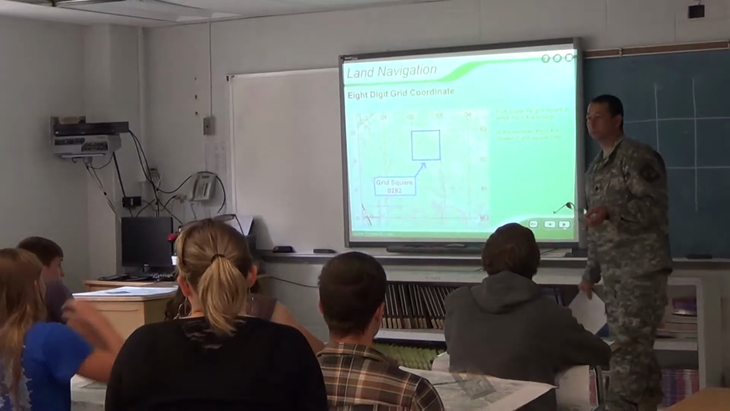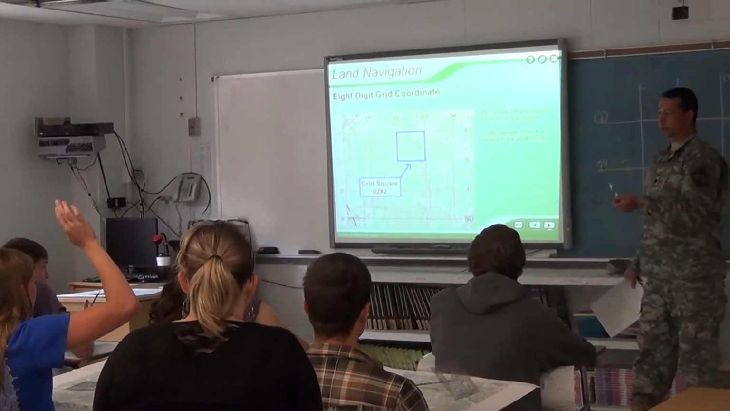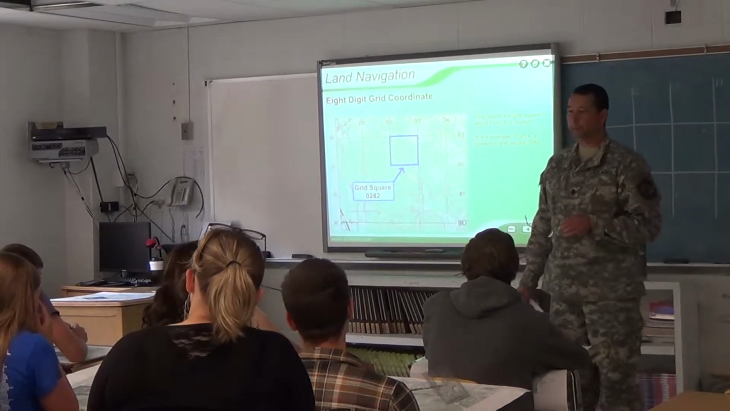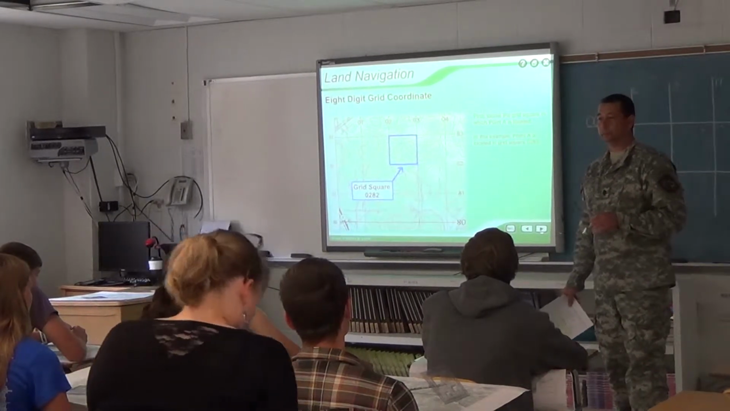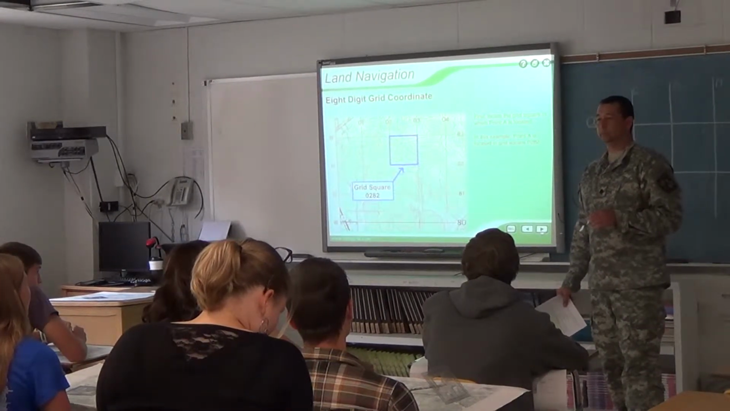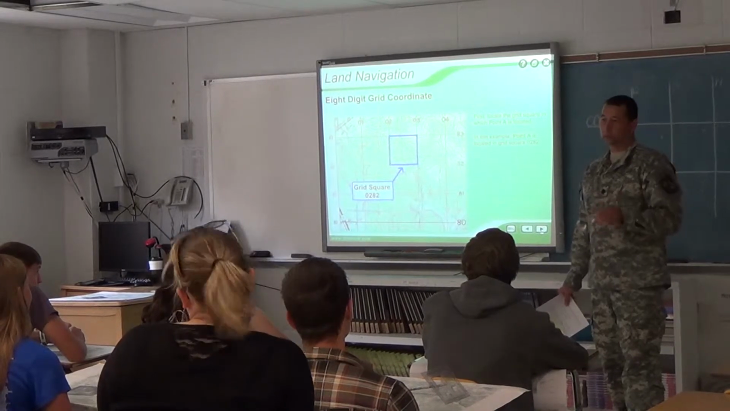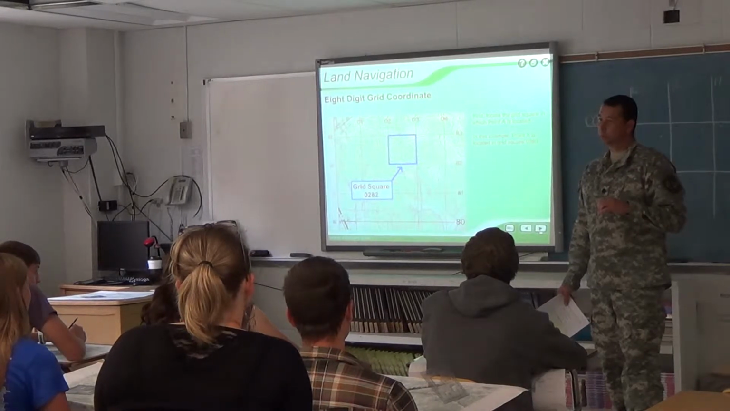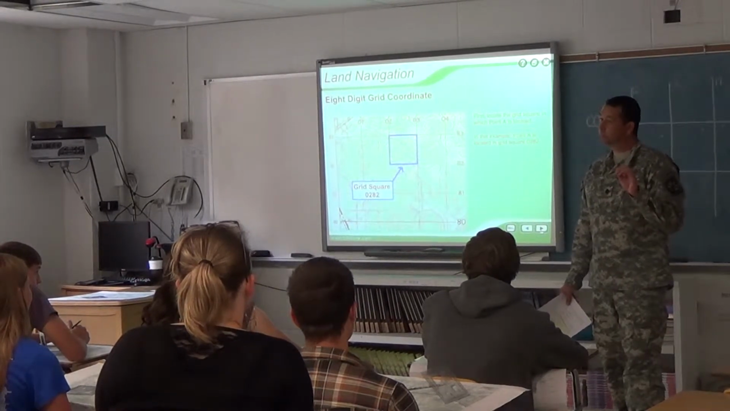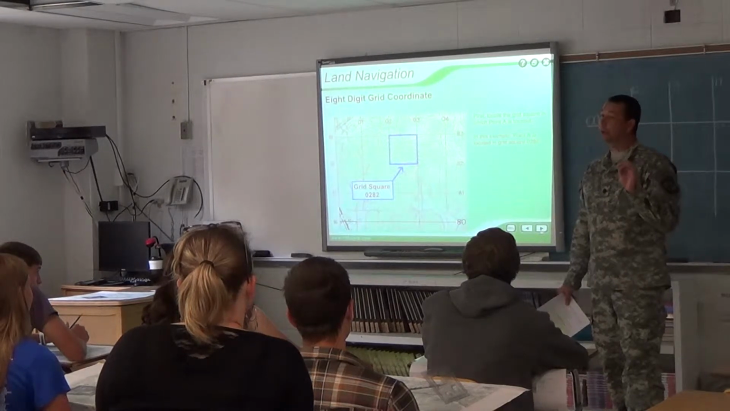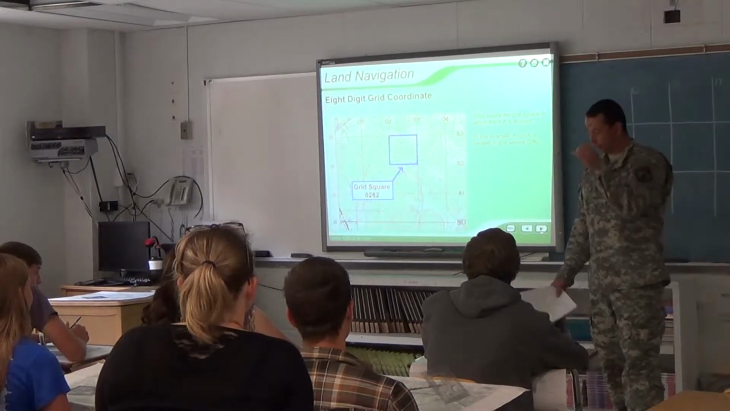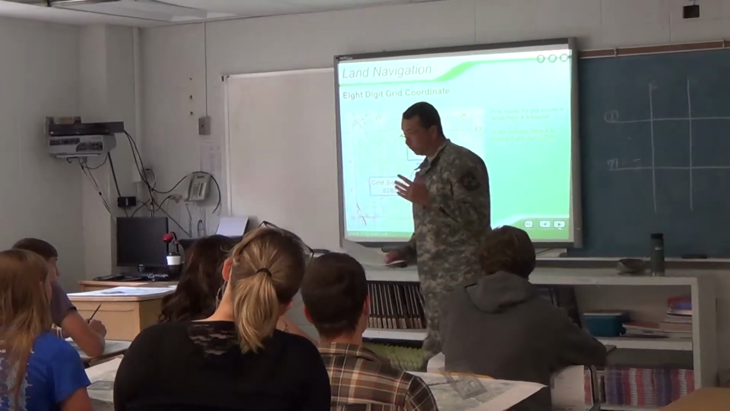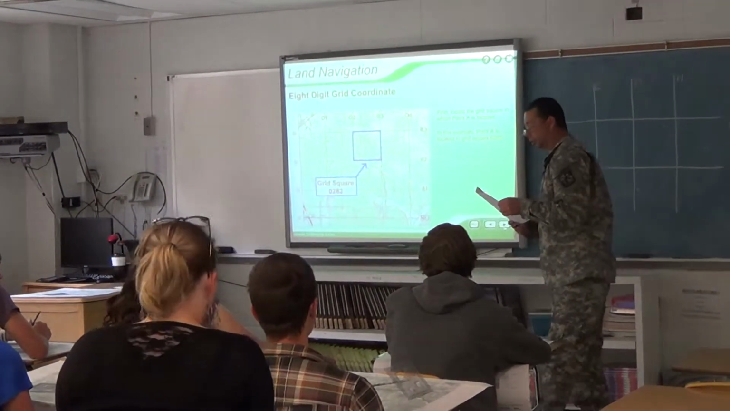Now, how many of you can tell me the difference between 4, 6, and 8-digit grid coordinates? How many of y'all? 1, 2, 3, 4, 5. Destiny, what's the difference? A 4-digit grid gets you within 1,000 meters, and then a 6-digit grid gets you within 100, and then 8 gets you within 10 meters. Okay, so 1,000 is 4, 6 is 100, and 8 is 10. All right, has everybody got that? So today we're going to be plotting 8-digit grid coordinates, which gets you within 10.